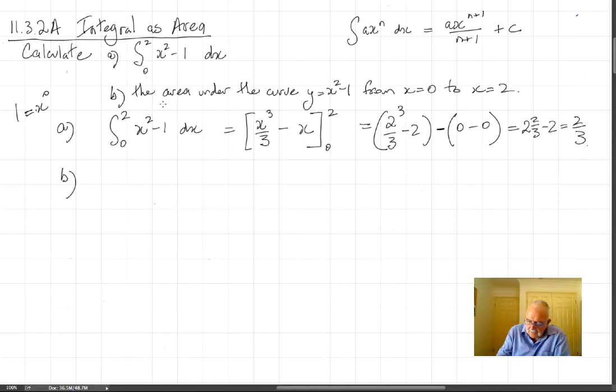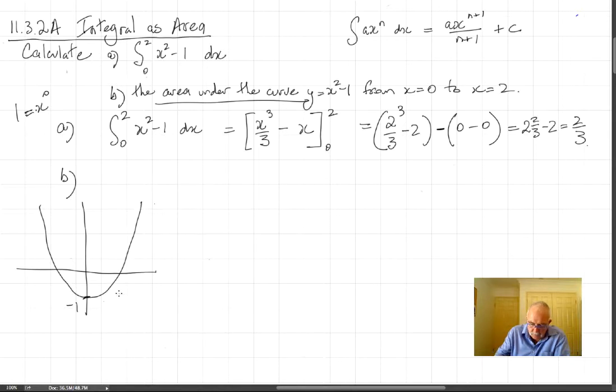Question B asks for the area under the curve, and we've already alluded to the fact that the integral actually helps us calculate the area, but we've got to be very, very careful, because if we were to graph this, y equals x squared goes down like that, and minus 1 simply moves y equals x squared down to minus 1, and we get a graph that looks like this. So that's y equals x squared minus 1. And we want to integrate between 0 and 2. Now is 2 here, or is it here or here? So we need to know where that intersect is there with the x-axis.